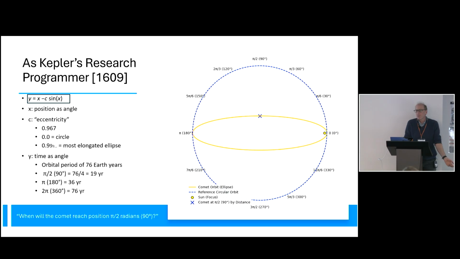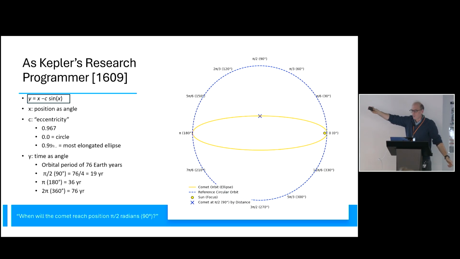The most famous equation is the one I started with at the beginning. This is an equation from 1609 from Kepler related to the orbit of comets. The equation just says that y equals x minus c sine x. x is the position of the comet along the orbit. So if my head is the sun, then closest to the sun is angle 0.